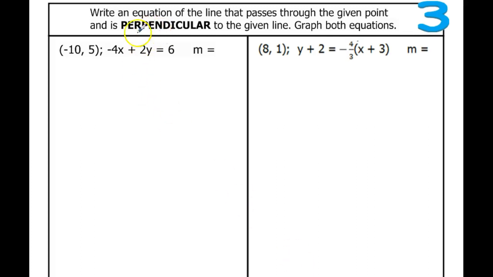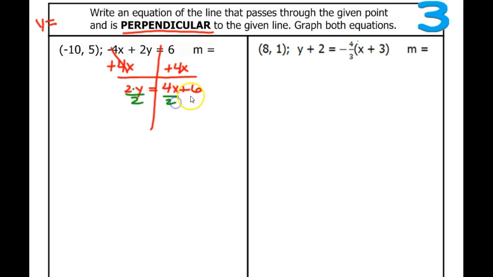So first, we're going to start with perpendicular lines. Write an equation of the line that passes through the point and is perpendicular to the given line. In order to find a slope that is perpendicular, we need to find the slope of the equation that they're given to us first. We can't do that until it's solved for y. So I'm going to solve this for y. I'm going to move the x's over to the other side. So I have 2y equal to 4x plus 6. And then the opposite of multiplying is divide, so I'm going to divide everything by 2. And we get y equals 4 divided by 2 is 2x. 6 divided by 2 is 3.